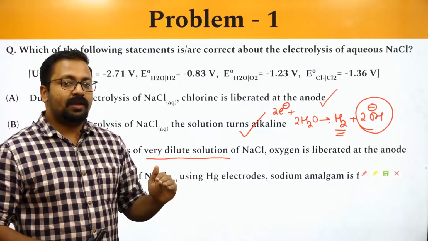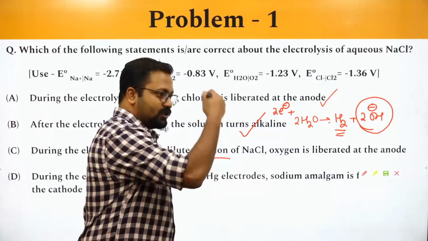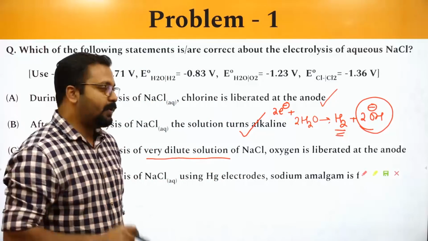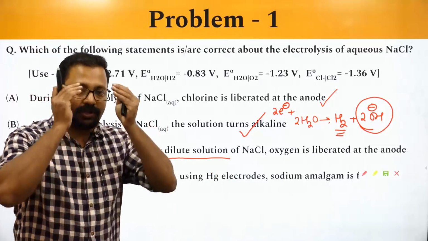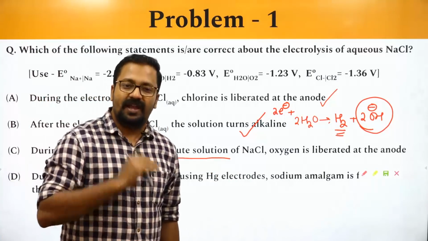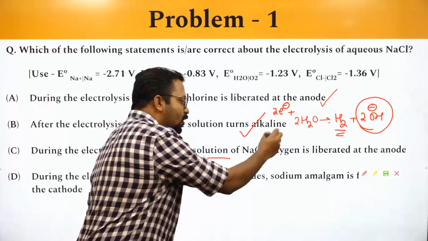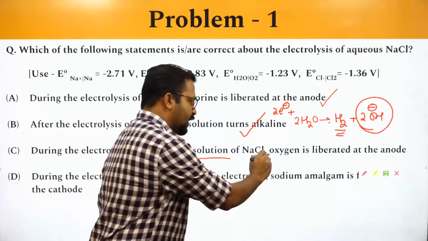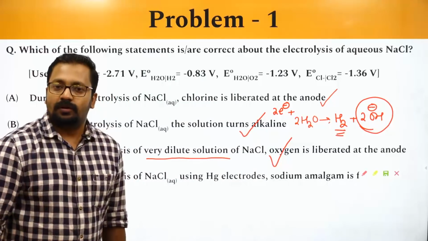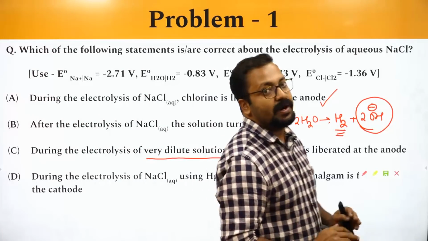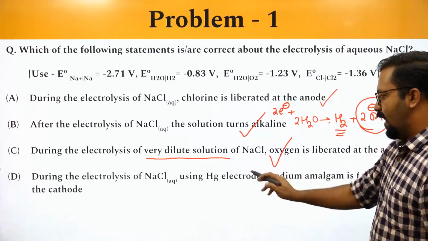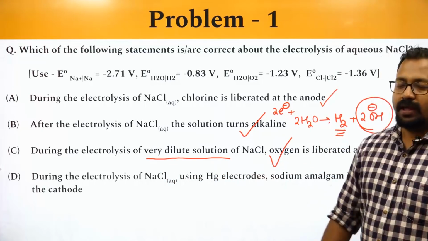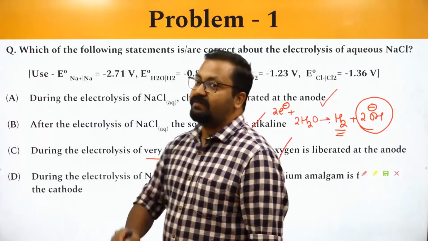Sodium competes with hydrogen, so hydrogen is liberated, and chloride competes with oxygen. Since the chloride amount is so low, overpotential plays a very small role over here, and oxygen is eventually liberated at the anode. Okay, oxygen is liberated at the anode. The last statement: during the electrolysis of aqueous NaCl using a mercury electrode, which is a reactive electrode.